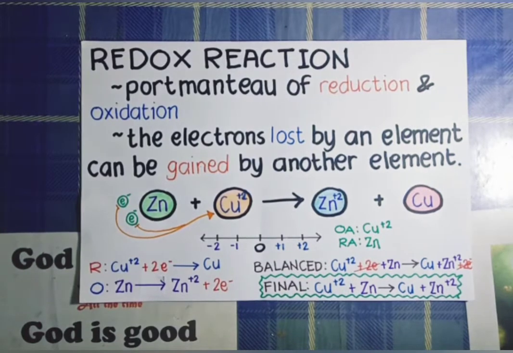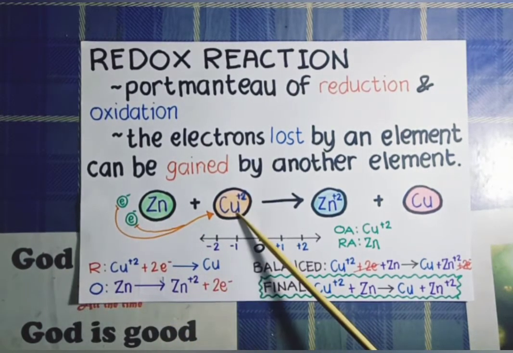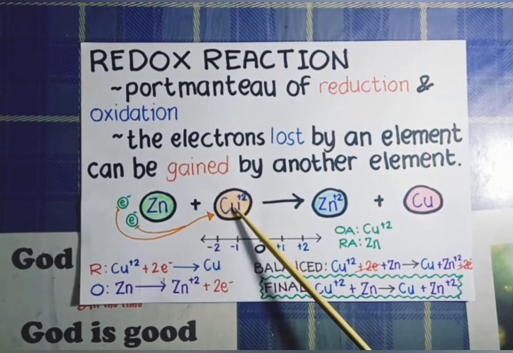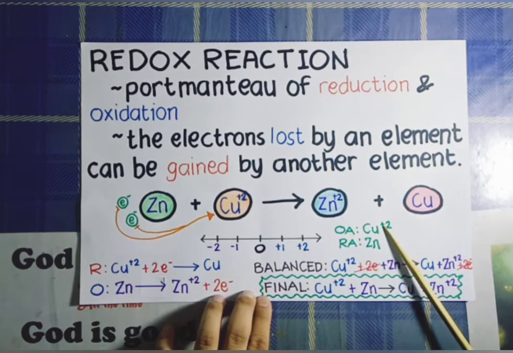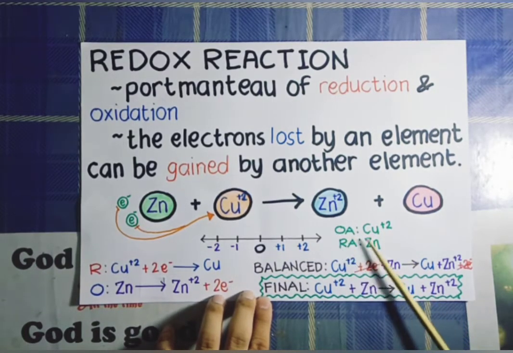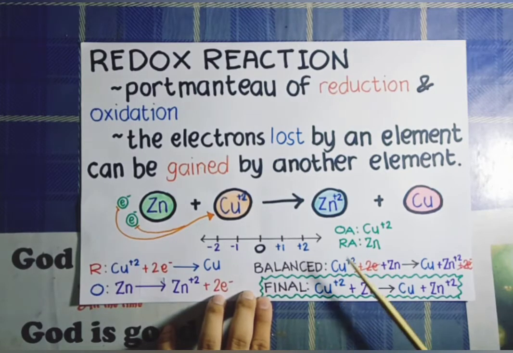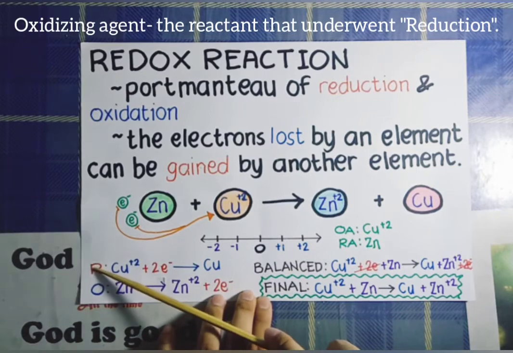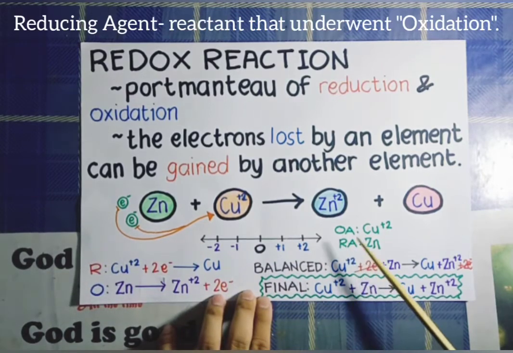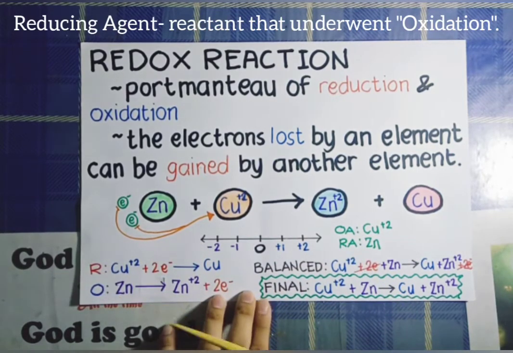Now, take note that the one that causes the zinc to undergo oxidation is the copper ion, while the one that causes the copper ion to undergo reduction is the zinc. Therefore, our oxidizing agent is the copper ion, while our reducing agent is the zinc. Or in short, oxidizing agent is a reactant that underwent reduction, while reducing agent is a reactant that underwent oxidation.